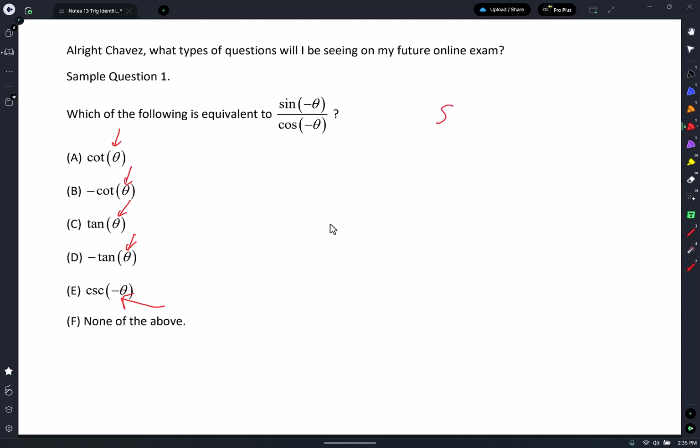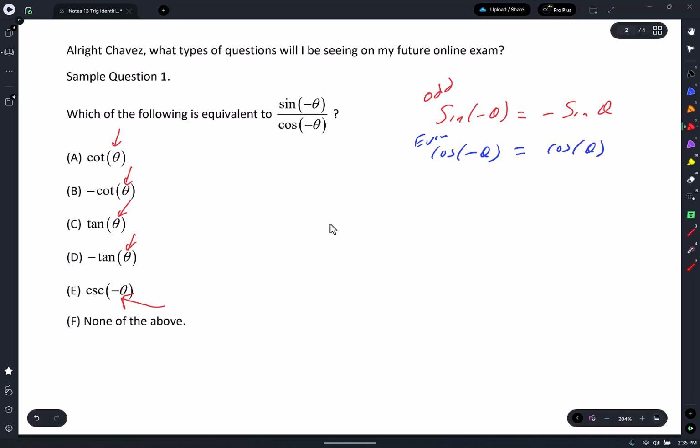I know that sine of negative theta, sine is what type of function? Odd or even? Odd. Because sine is odd, I know that this is equivalent to negative sine theta. What about cosine? Cosine is even, so cosine negative theta is the same thing as cosine theta. Are we okay? We're going to sub.